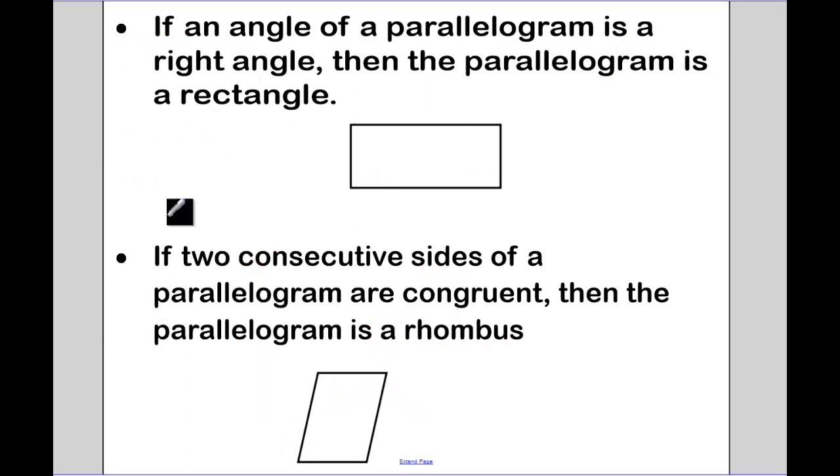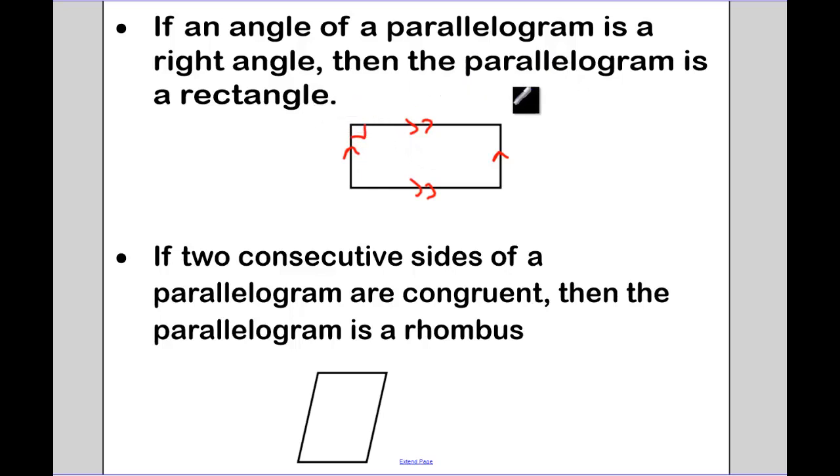Okay, now here are two additional theorems that we could prove, and I'll talk about how we could prove them if we wanted to about special quadrilaterals. So the first one, if an angle in a parallelogram. So I know this figure here is a parallelogram, which means opposite angles congruent, opposite sides congruent. If one of these is a right angle, then the parallelogram is a rectangle.